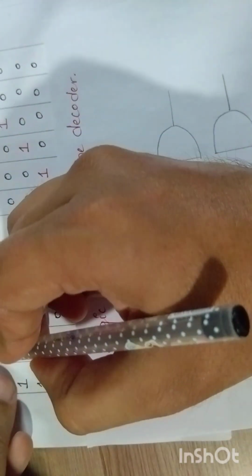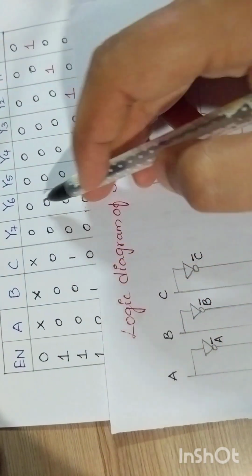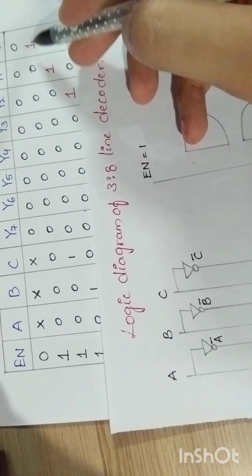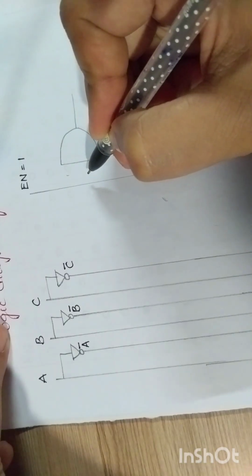let us take the first input combination, that is 000. For 000, Y0 is going to be activated, and all the remaining output lines are 0. So let us use the first AND gate for the first minterm.